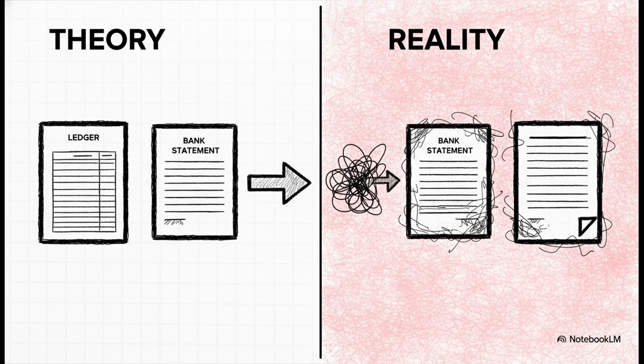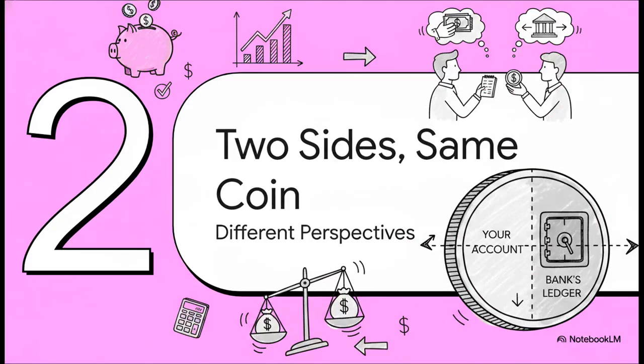And that gap, that little bit of mess between theory and reality, is exactly why this whole bank reconciliation process is just so incredibly important for any business. So let's move into Section 2, because this is probably the biggest piece of the puzzle right here. The reason your numbers don't match usually isn't about someone making a huge error. It's really just a matter of perspective. You and your bank are looking at the exact same money, but you're looking at it from completely opposite sides.